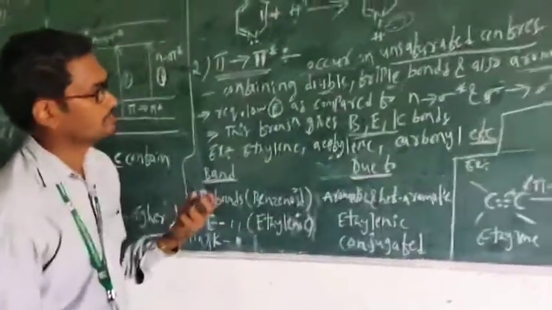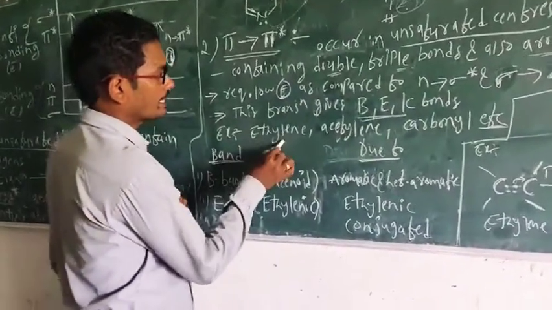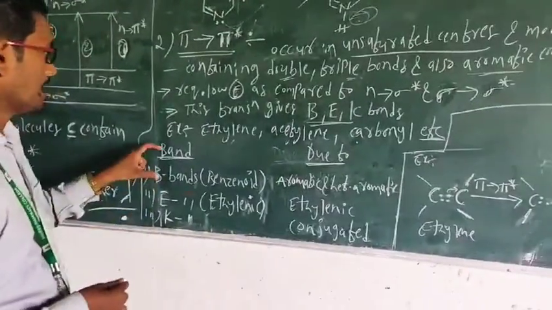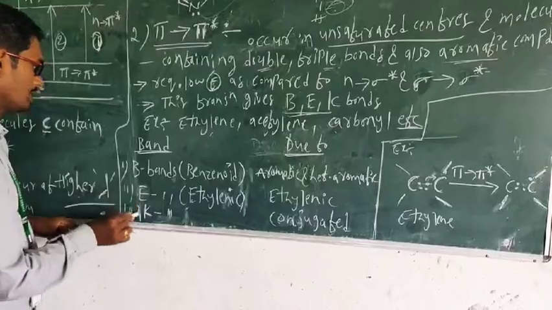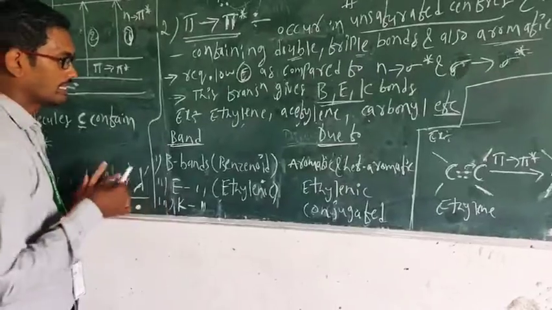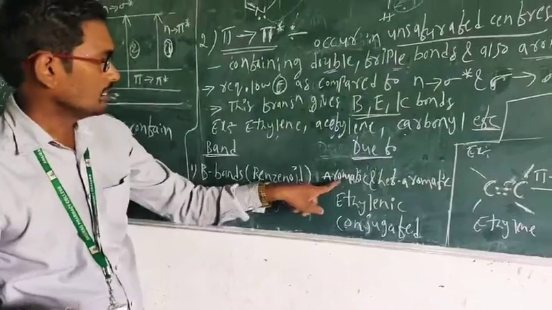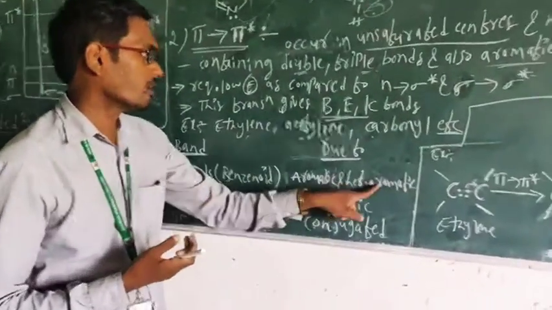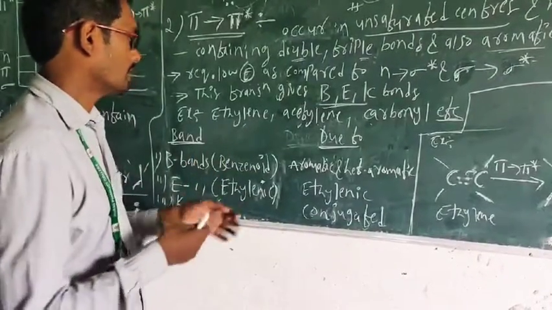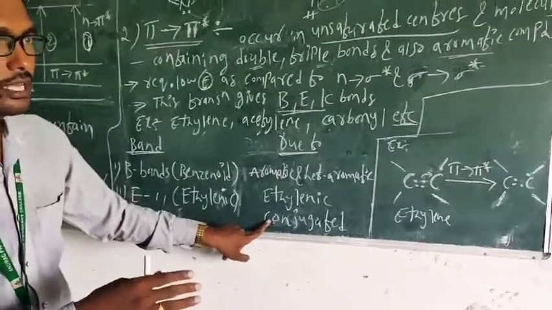I will explain what is meant by B, E, K. Examples of compounds that give π to π* transitions are ethylene, acetylene, carbonyl compounds, etc. B band means benzenoid, E indicates ethylenic, and K is nothing but a conjugated system. The B band appears due to an aromatic system, meaning benzenoid and heteroaromatic, where the aromatic ring also contains a heteroatom. Ethylenic is as described, and K means a conjugated system, with alternating carbon atoms having double bonds.